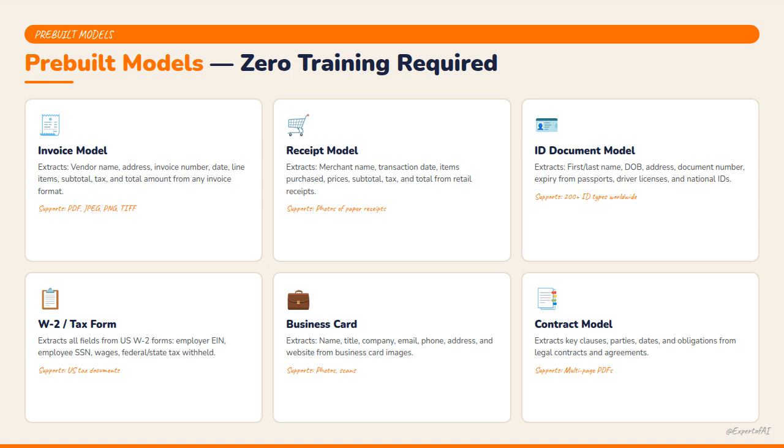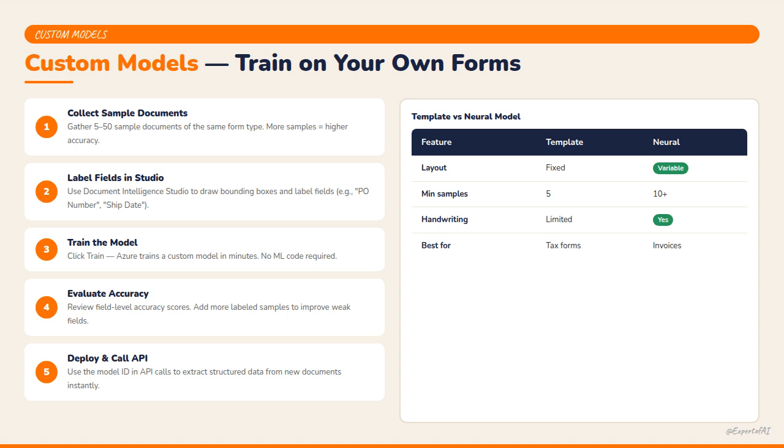When pre-built models don't cover your specific document type, custom models are the answer. Here's the 5-step process. Step 1. Collect 5 to 50 sample documents of the same form type. More samples means higher accuracy.